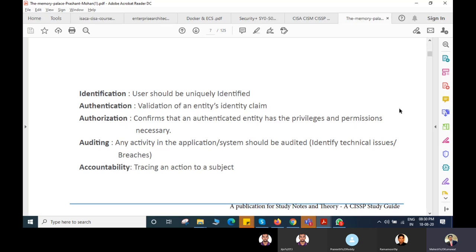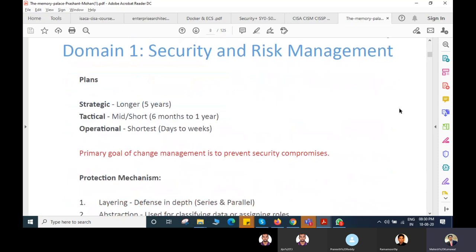Accountability, tracing an action to a subject. Suppose you are asked which things you are accountable for and which things you are not accountable for. You are accountable or not accountable for the same things. Okay, and then we're talking about some plans.